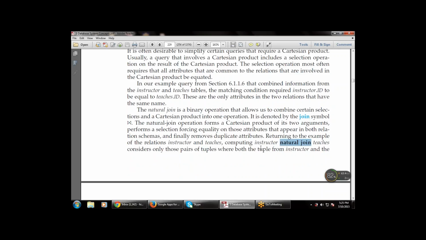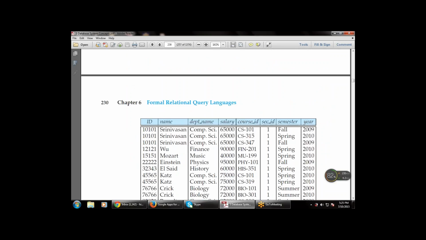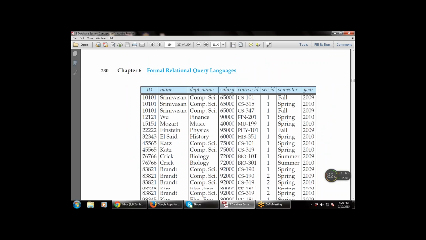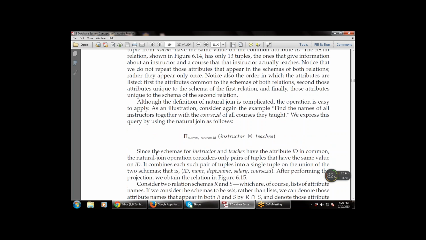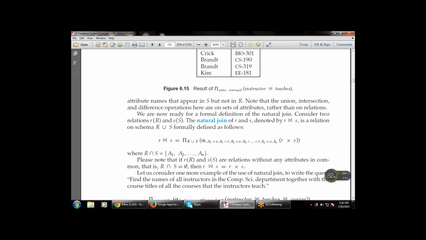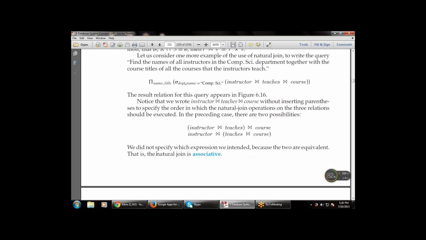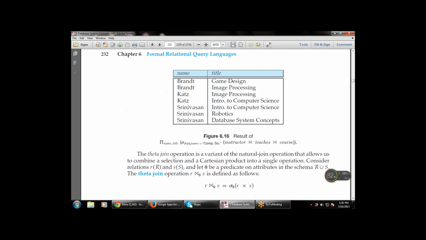The natural join joins the two relations, the instructor table as well as the teaches table. The result has ID, name, department name, salary, then course ID, section ID, semester, year. This is the natural join of the instructor relation with the teaches relation. This is again the notation used with the instructor table for the natural join.